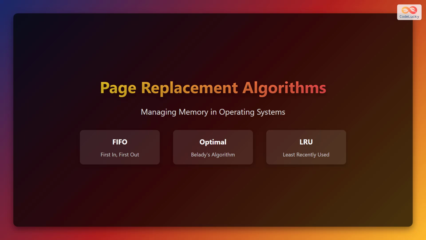Let's explore page replacement algorithms. This is how operating systems manage memory. We'll cover first in, first out or FIFO, optimal, also known as Belady's algorithm, and least recently used or LRU.